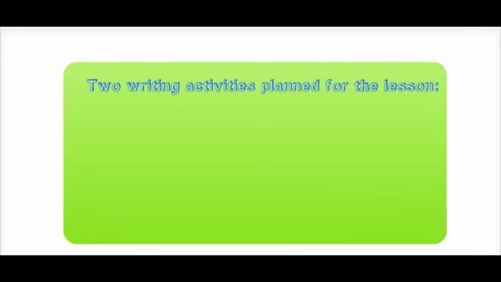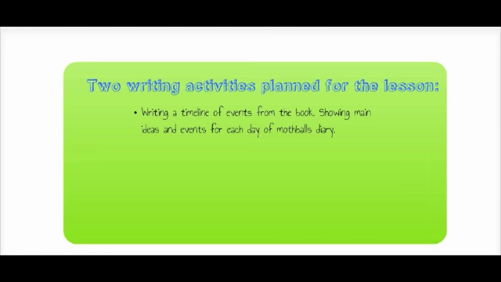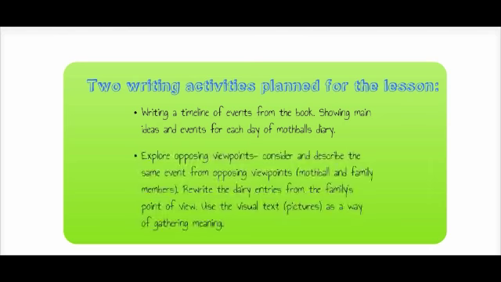The two writing activities planned for this lesson include writing a timeline of events from the book, showing the main ideas and events for each day of Mothball's diary, and then exploring the opposing viewpoints. The students have to consider and describe the same event from opposing viewpoints, Mothball and family members. They have to rewrite diary entries from the family's point of view. They use the visual text as a way of gathering meaning.